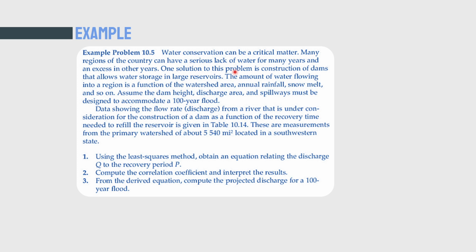Using the least square method, obtain an equation relating the discharge Q and the recovery period. So you have to draw Q versus period, and you find the regression line with the least square method. Compute the correlation coefficient and interpret the results. From the derived equation, compute the projected discharge for a 100 years flood.